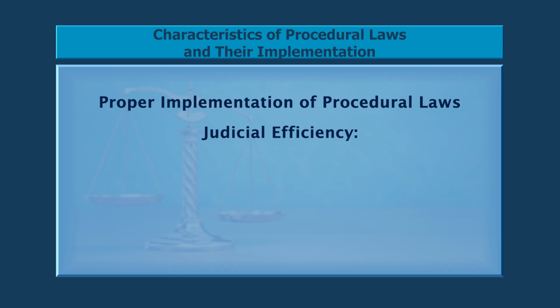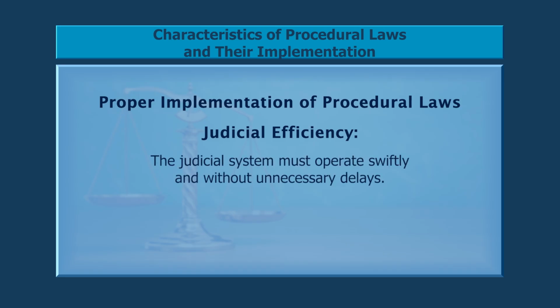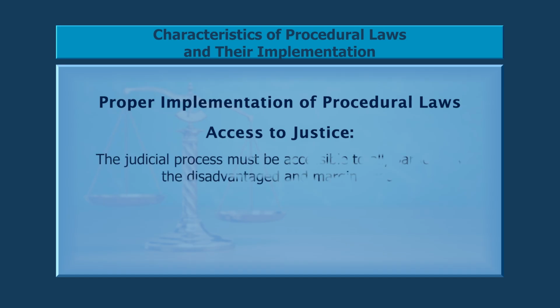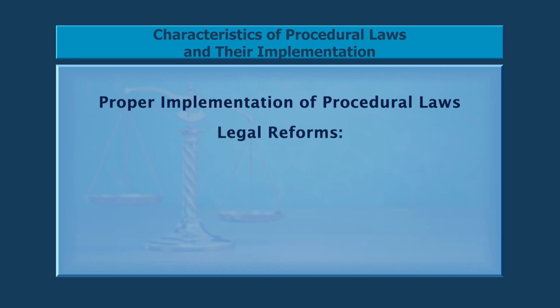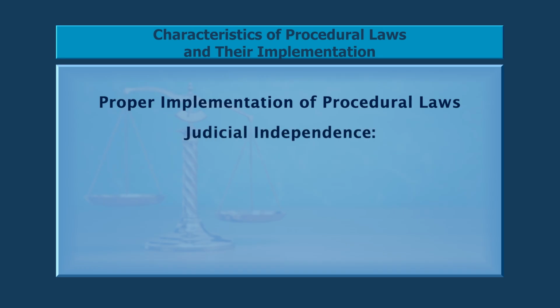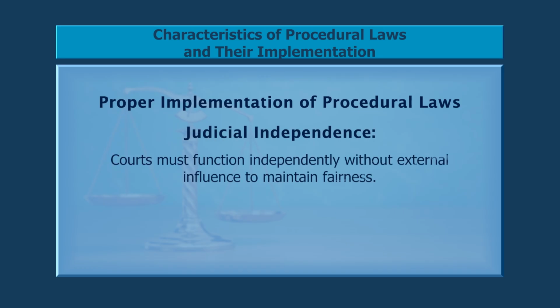Judicial efficiency: the judicial system must operate swiftly and without unnecessary delays. Thirdly, access to justice: the judicial process must be accessible to all, particularly the disadvantaged and marginalized. Legal reforms: regular reforms must be undertaken to keep the system modern and relevant. Judicial independence: courts must function independently without external influence to maintain fairness.